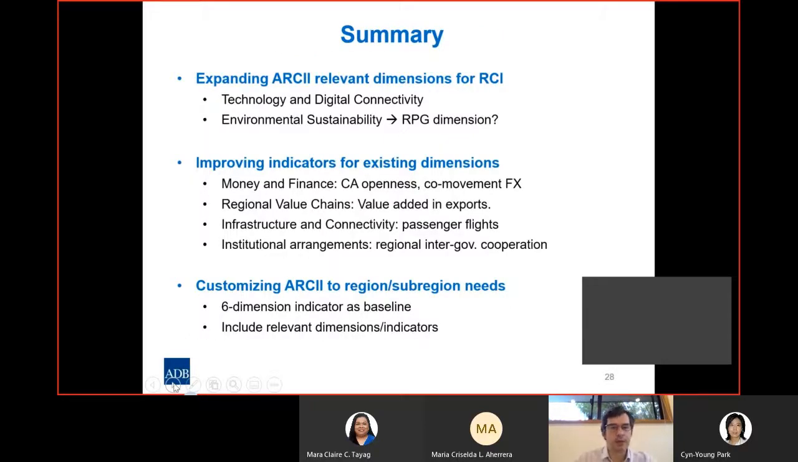So just to summarize, what we are doing is basically, 1, expanding the relevant dimensions, including technology and digital connectivity and environmental sustainability as the main candidates to enter the new framework. Second, to improve the indicators for existing dimensions. And third, to customize the ARCII to the needs of regions and subregions and try to reflect better also their specific priorities in the estimation of the index.